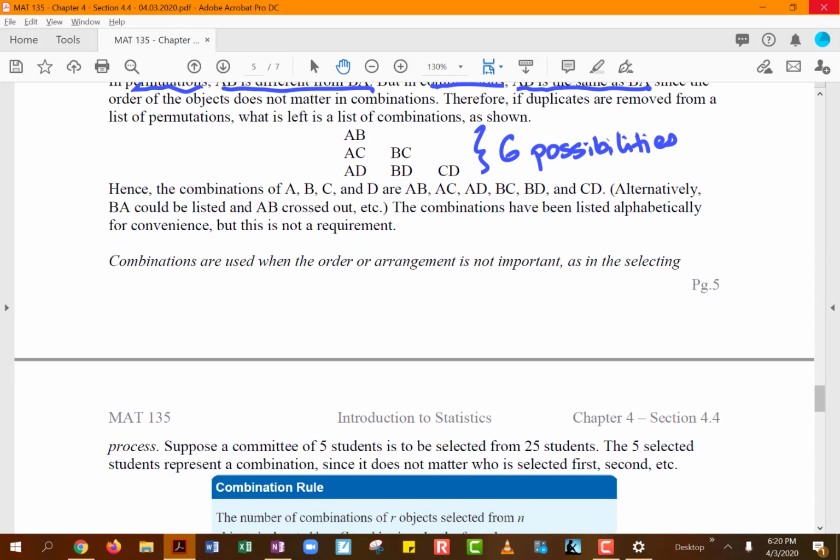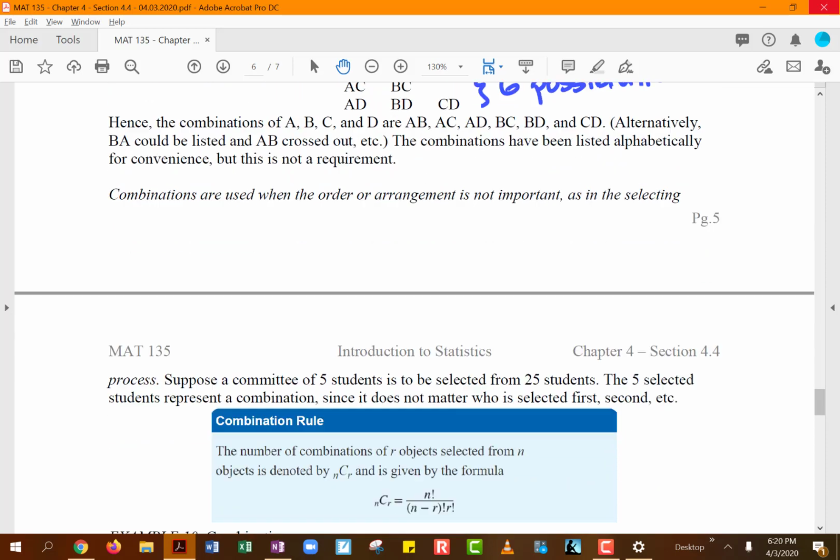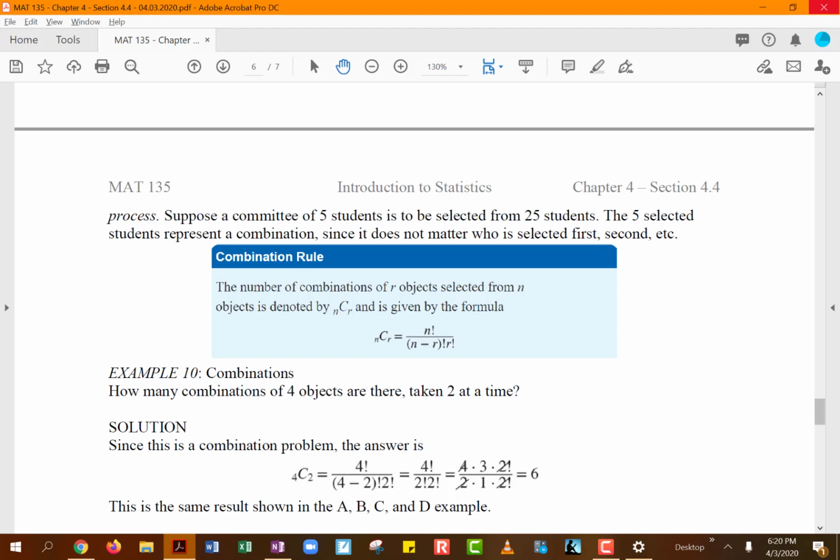So if you have a committee of 5 students, but you have to choose from a total of 25, it really wouldn't matter who you selected first or who you selected second. As long as you choose 5 students out of those 25 students, you are good to go. So for your combination rule, we're still looking at n as our total number of possibilities or options available, and then you are selecting r from that. Instead of using the letter P, we are now using the letter C to represent our combination.